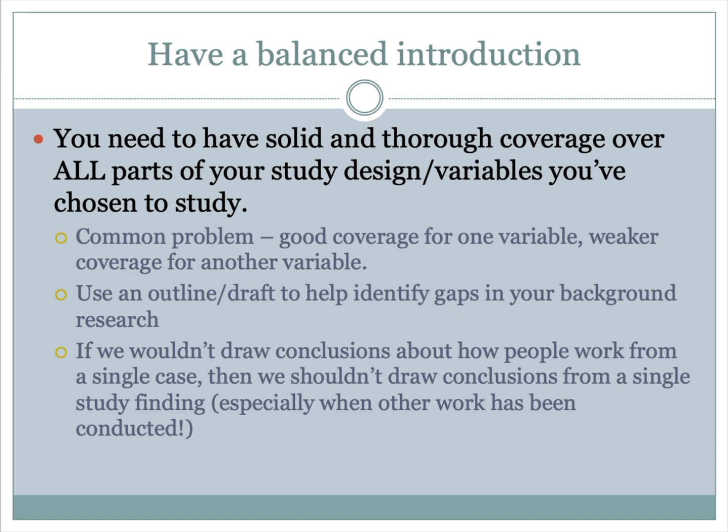If we wouldn't draw conclusions about how people in general work from a single case study, and we usually don't, then we also shouldn't draw conclusions from a single study finding that this is the way the world must work, just because one research team found evidence one time of one thing, especially when other work has been conducted. So if you're telling me I want to study the effects of music on studying, and you only gave me one study, I would say this is kind of like just doing a case study. How do we know that this is a general pattern versus a one-time blip of findings?